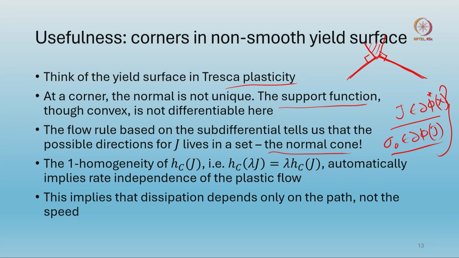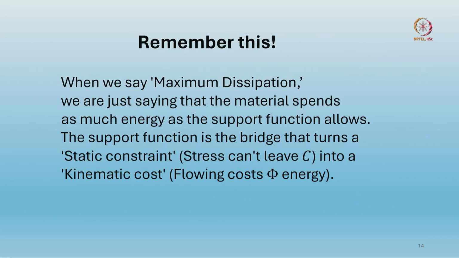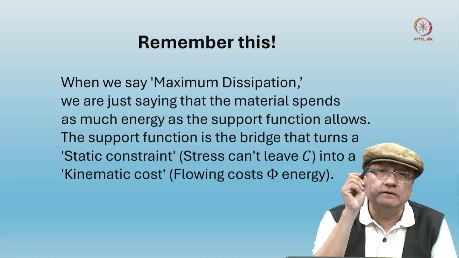Okay. So, when it is rate independent, that is, the dissipation potential is one-homogeneous, the dissipation depends only on the path, not the speed along that path. Okay. So, remember this, very important.